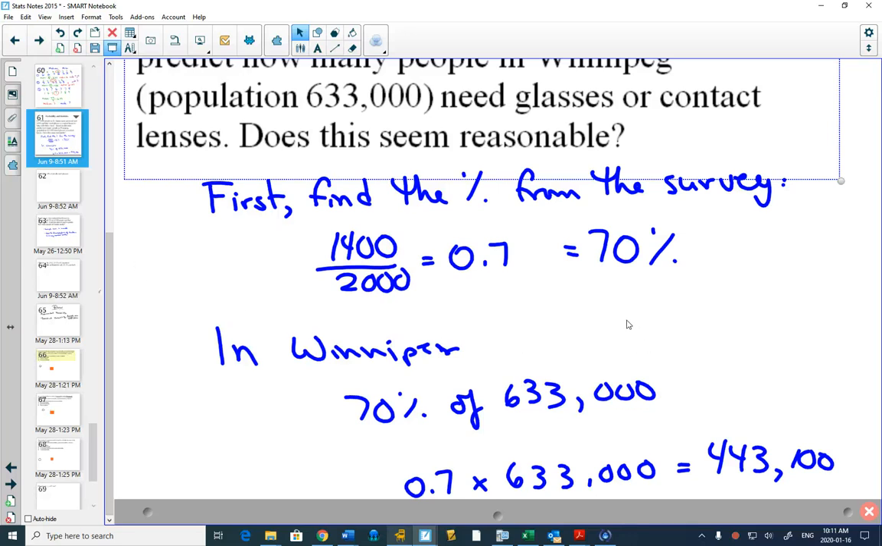What do you think? Is this reasonable? Yeah. How many people wear glasses or contact lenses in this class? Are we at 70%? 1, 2, 3, 4, 5, 6, 7. 7 out of 12? Or 8 out of 12? So we're at 8 out of 12. That means our percentage in our class is 67%. So 70% may seem reasonable. To me, it seems higher than I would think.